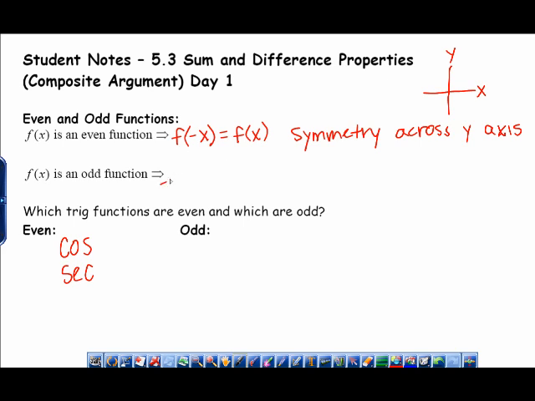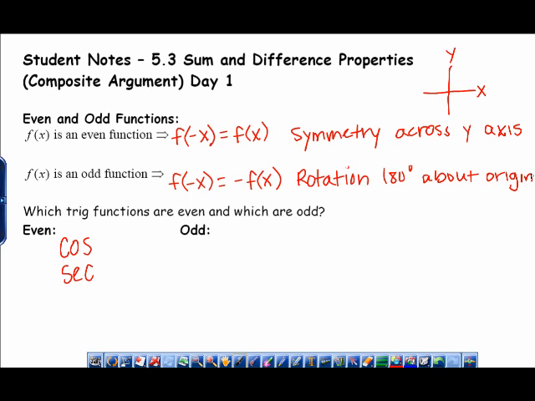Okay, this time, I'm sorry, let me back up. My apologies, getting ahead of myself. This time, f of negative x is equal to negative f of x. This is going to create some symmetry, but it's going to be a different kind of symmetry. It's going to be a rotational symmetry. So it's going to be a rotation 180 degrees about the origin. And because it's 180 degrees, we don't really have to worry about clockwise or counterclockwise.